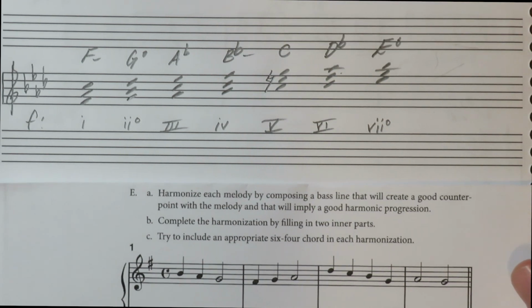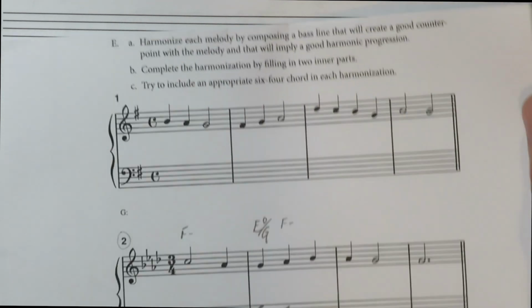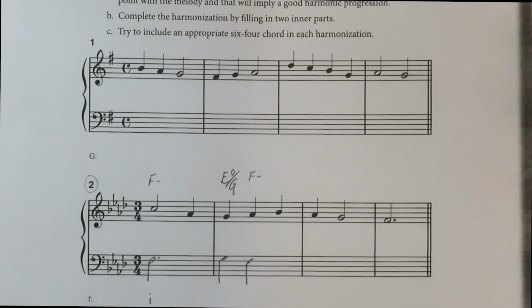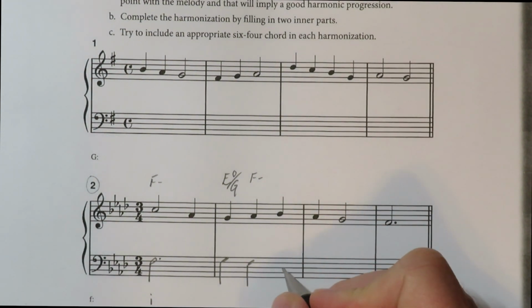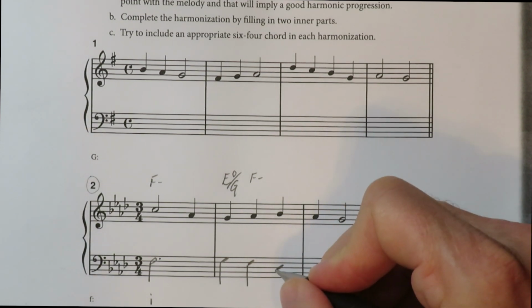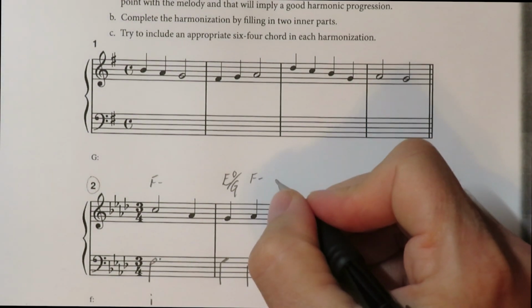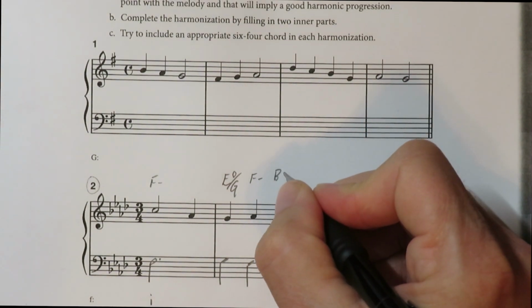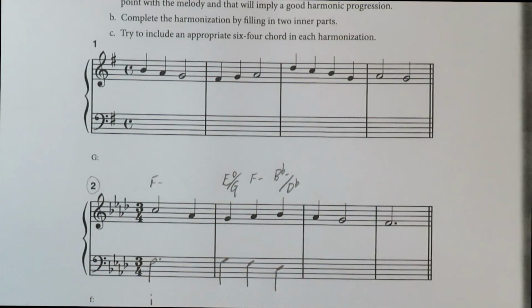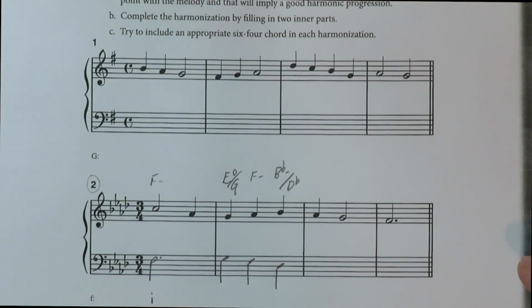And I also chose to make it an inversion. Instead of jumping all the way down to B flat, do B flat over D flat. Okay. So B flat minor over D flat.